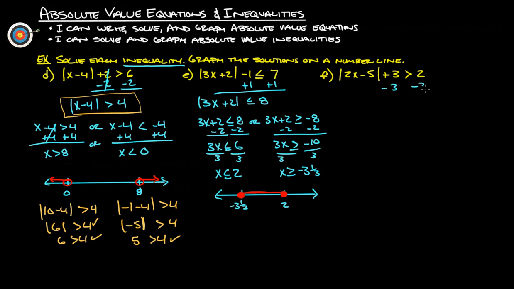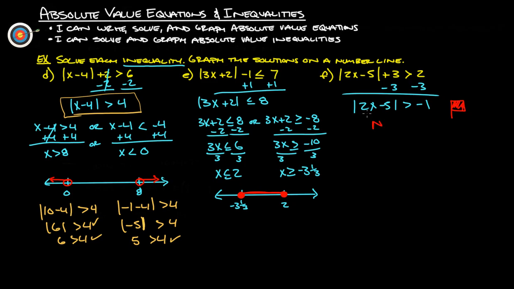All right, last one. Subtract 3 from both sides. Absolute value of 2x minus 5 has got to be greater than -1. So we have an absolute value that is greater than -1. That's where our big red flag comes into play.